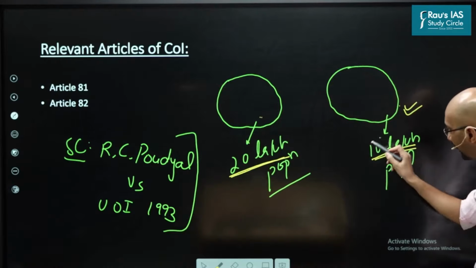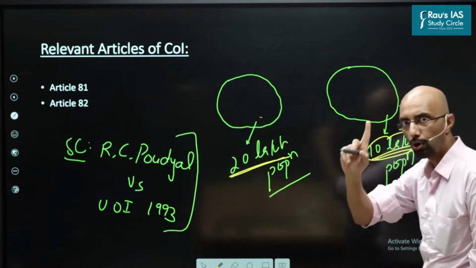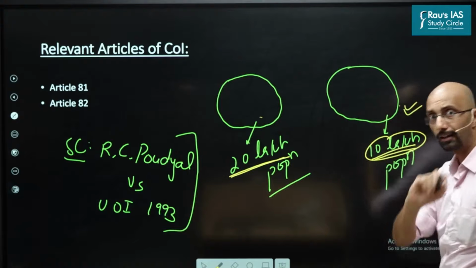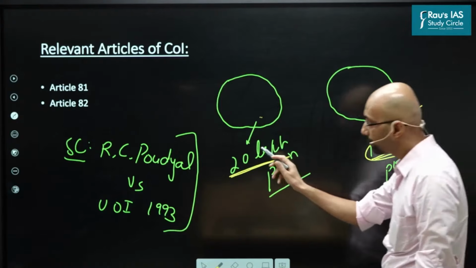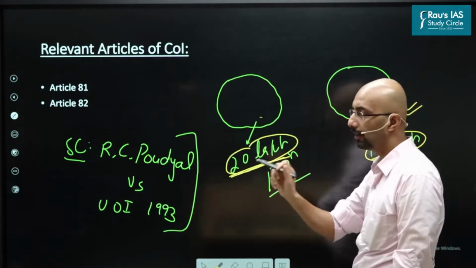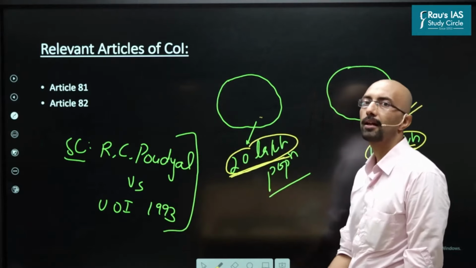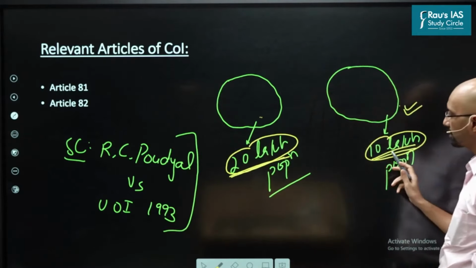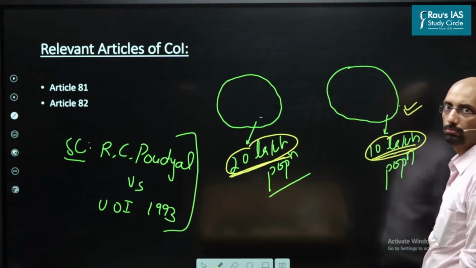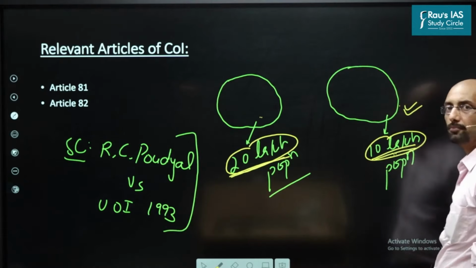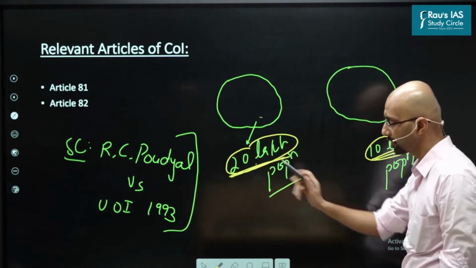Because here, 10 lakh people are electing one representative, whereas here, 20 lakh people are electing one representative. It means the value of the vote of the people of this constituency is double that of the people of this constituency.